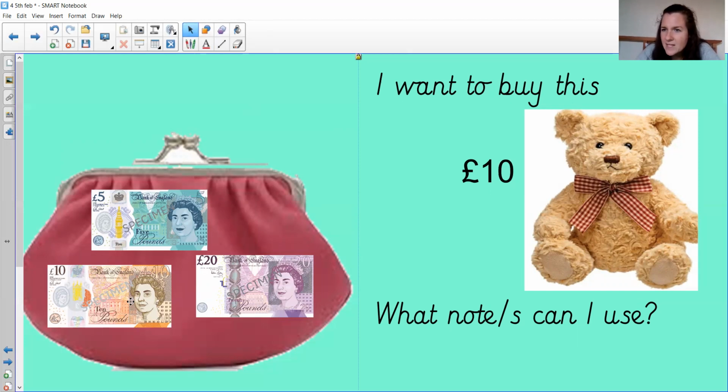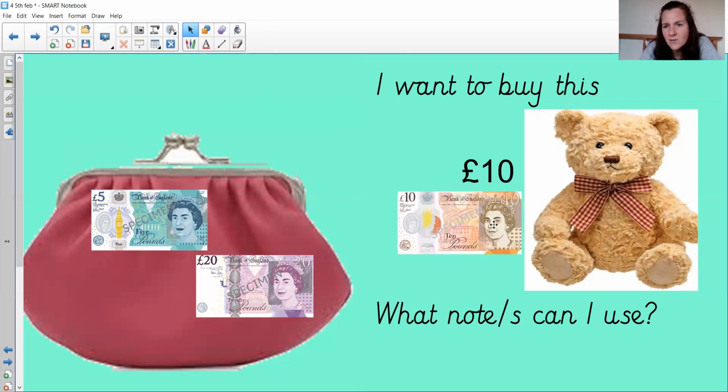Could I pay with my £10 note? Let me check. Teddy bear is £10. Let me look on my notes. Oh, I've got the number 10 there. I've got the word 10. I've got £10 written here. It looks the same as the price tag. Yes, I can use my £10 note to pay for my teddy bear.